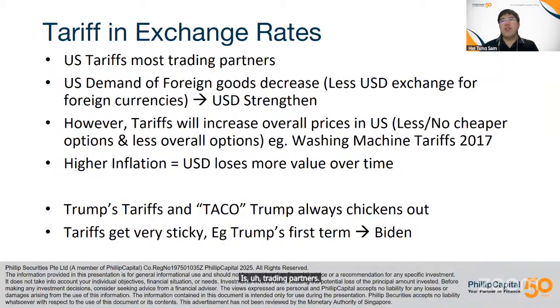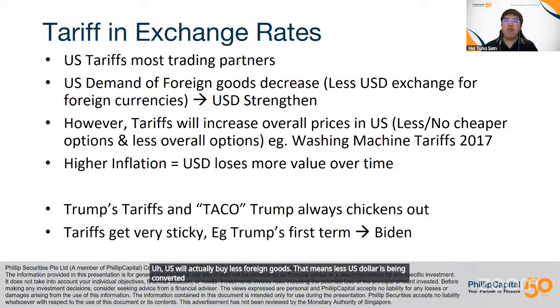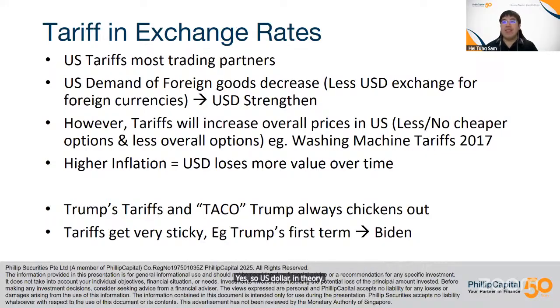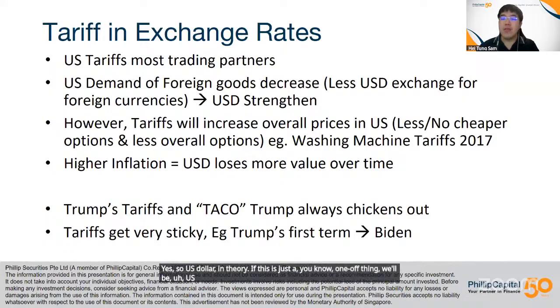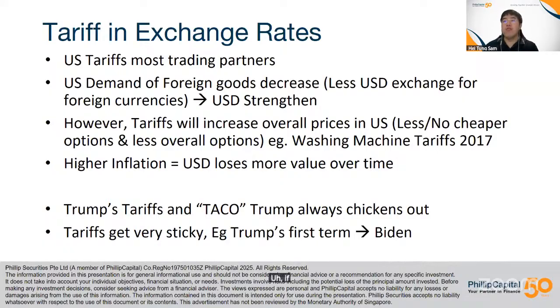So the US tariffs its trading partners. Because of this tariff, the US will buy less foreign goods. That means less US dollar is being converted into foreign goods. So in theory, if this is just a one-off thing, the US dollar tends to strengthen, because if you buy foreign goods, you need to pay a higher price and you need to pay more US dollar. Generally, imports from other countries will be less if you're the US.